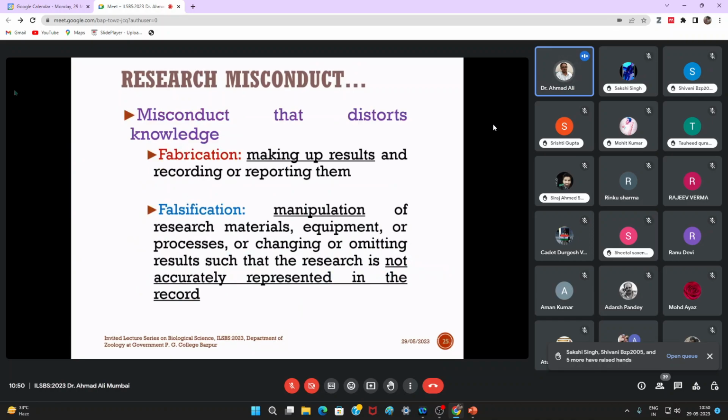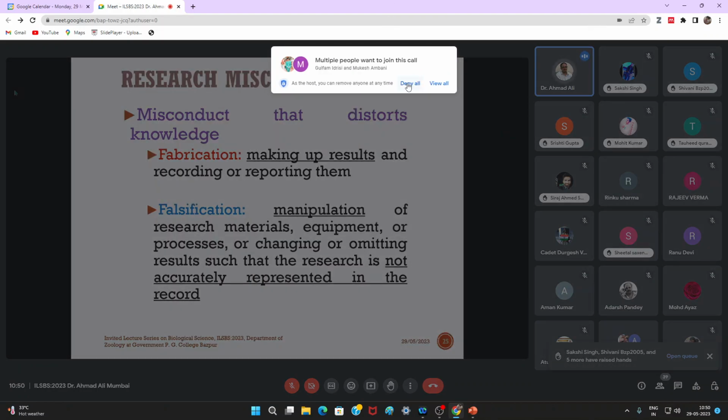Right. Now, if you subdivide them, the two types of research misconduct which distort the knowledge are fabrication and falsification. Now, what is fabrication? Fabrication is making up results and recording or reporting them. It means a particular scientific method or research work has not been carried out, so one makes up the results and records or reports them. Falsification is the manipulation of research materials, equipment, or processes, or changing or omitting research results such that the research is not accurately represented.